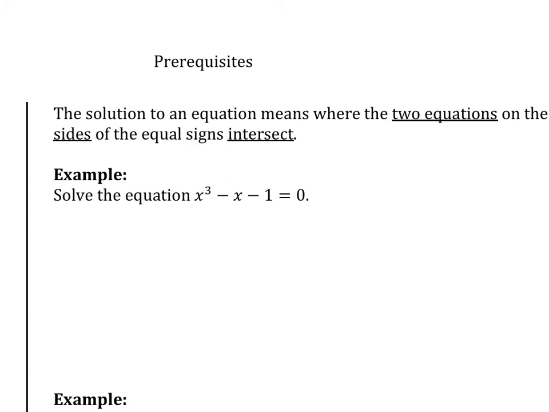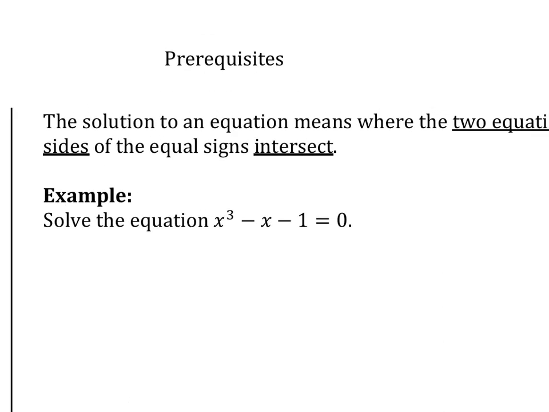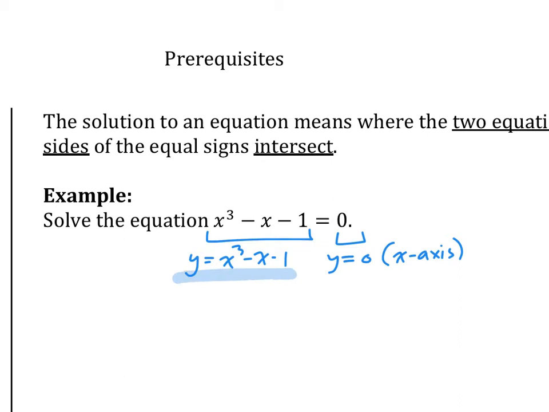So for example, if you were to solve this one, how you would think of it is that this side is an equation, x cubed minus x minus 1. And this side is another equation, which is y equals 0. Y equals 0, remember, is really just the x-axis. So it's really asking the question, at which x value is the graph crossing the x-axis? This question is not something we can solve by factoring or any algebraic method.